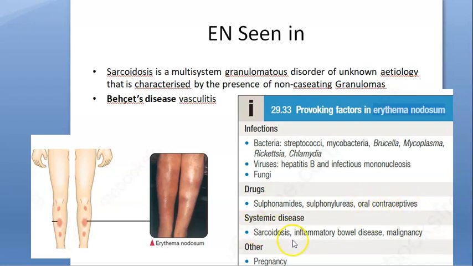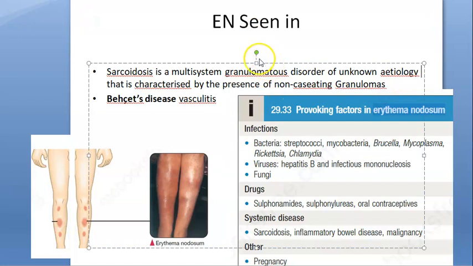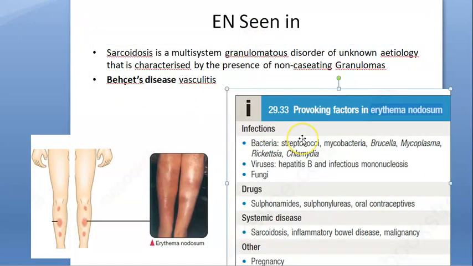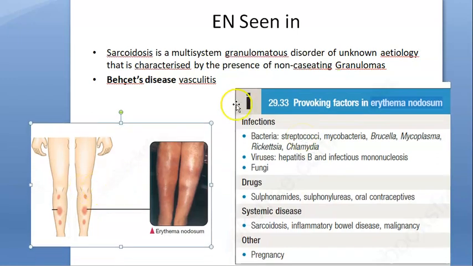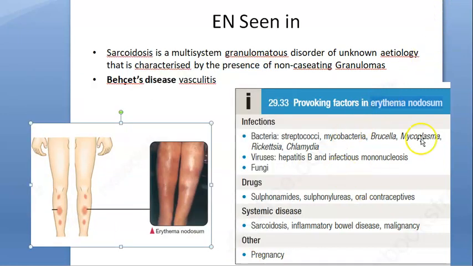Systemic diseases, do not forget sarcoidosis, inflammatory bowel disease, malignancy, pregnancy. So there are so many conditions in which you can see erythema nodosum. Even Behçet's disease, which is a vasculitis, you can see erythema nodosum. Here you can see this image of erythema nodosum. It is bilateral. Erythema is red and nodule kind of a thing. So look at more details on this.